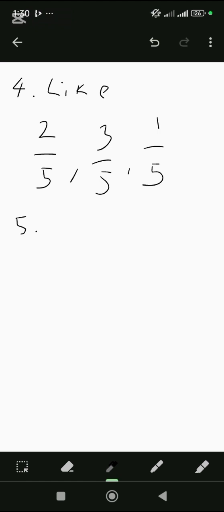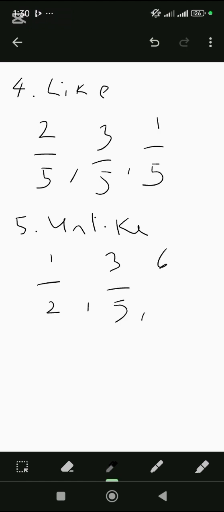We also have unlike fractions. Fractions whose denominators are different. Something like 1 over 2, 3 over 5, 6 over 8. You can see that the denominators are different. Fractions like these, we call them unlike fractions.